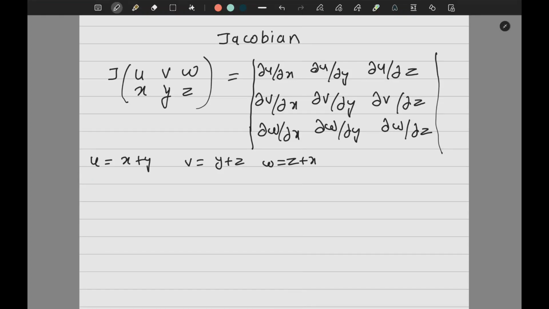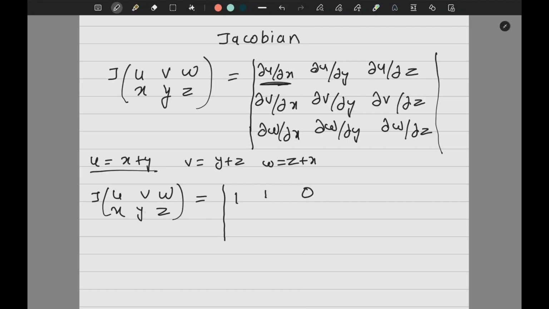So dou U by dou X, I will directly put the values to make you get the answer. If I'm asking you the Jacobian J(U, V, W / X, Y, Z), then this is equal to the same determinant which I have defined here. So what is the first term? Dou U by dou X. From here, dou U by dou X is 1. Okay. And then dou U by dou Y. So dou U by dou Y is what? 1. Then dou U by dou Z is 0.